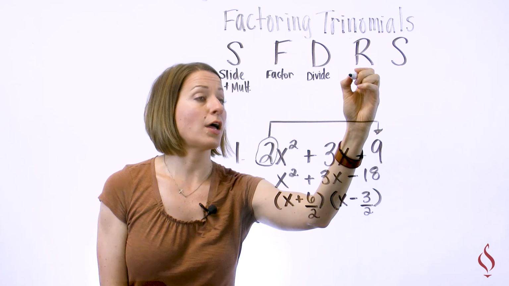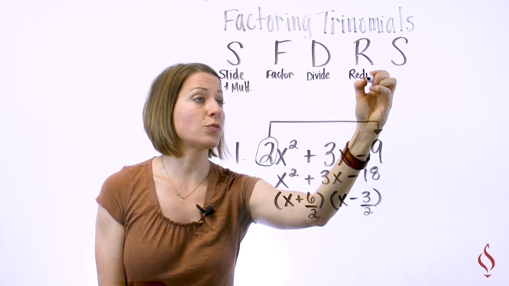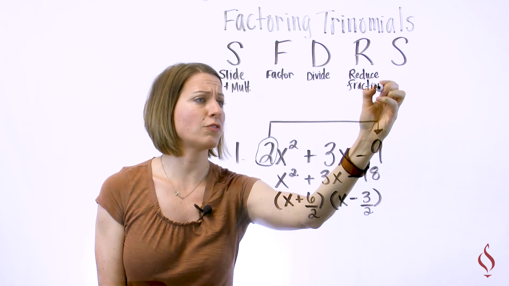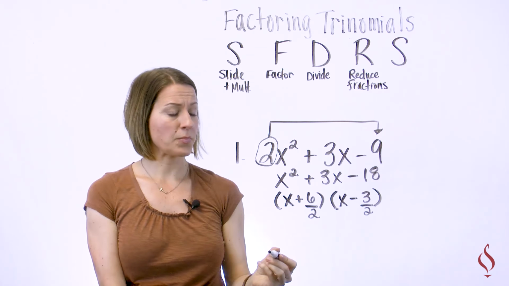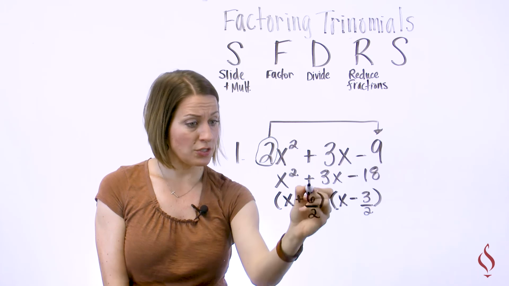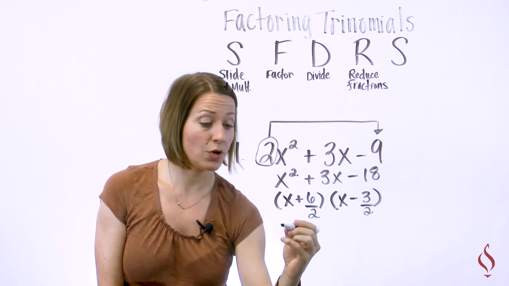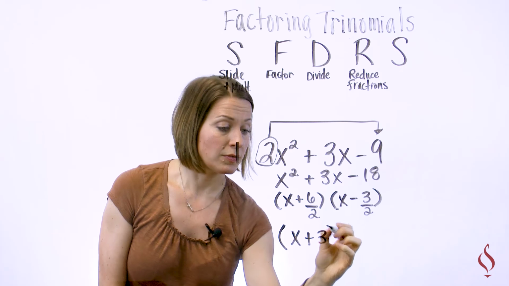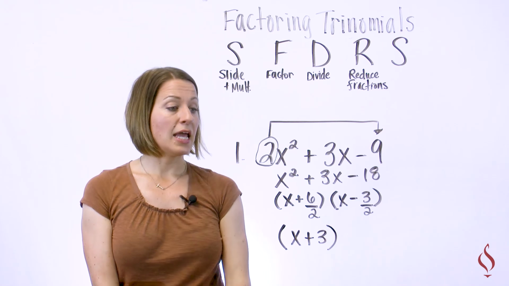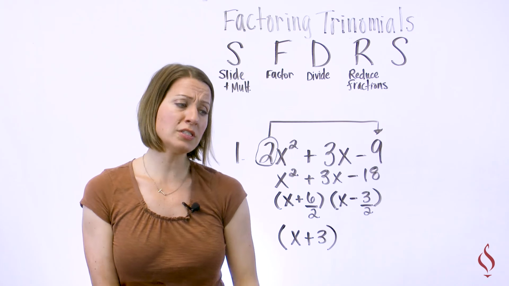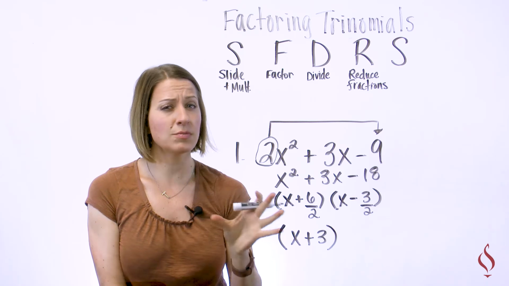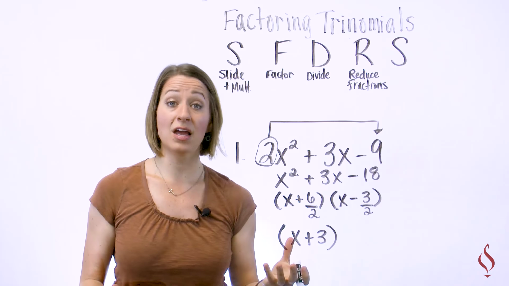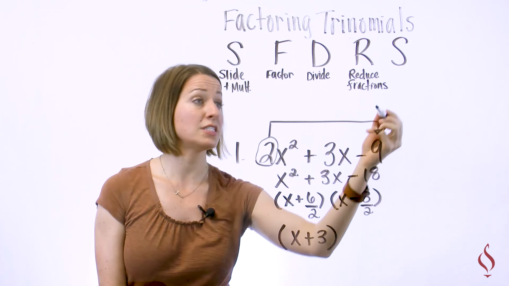The R stands for reduce, and I'll go ahead and say reduce the fractions. Right here you can see that 6/2 can reduce to a whole number, so I'm going to go ahead and rewrite the x plus 3. And 3 over 2, we could simplify it to a decimal, but let's not. Let's just say right now it cannot be simplified. So we'll just move on to the last step.